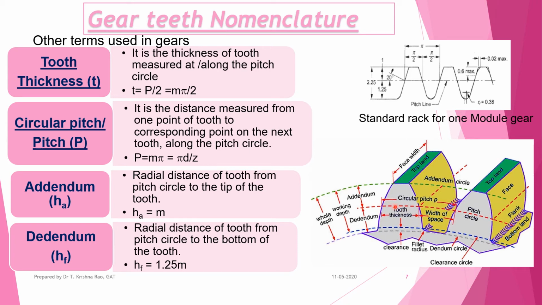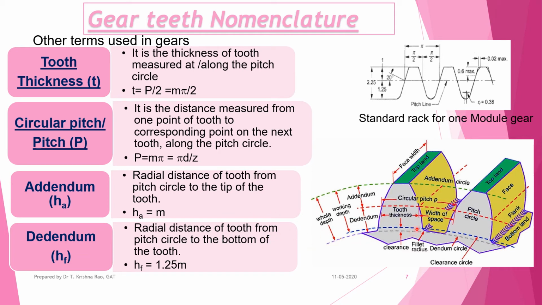Circular pitch is the distance from one point of one tooth to the similar point of the next tooth. The distance between two consecutive teeth measured on the pitch circle is called the circular pitch, or simply the pitch. This is the starting point of the tooth and the next tooth's starting point. The distance from here to here, the circular distance, is called the circular pitch or generally pitch.